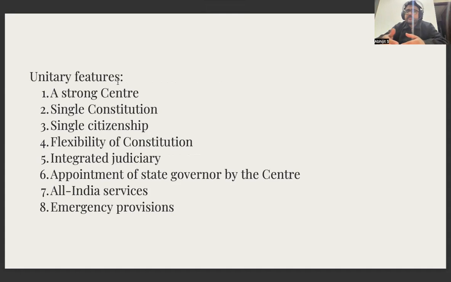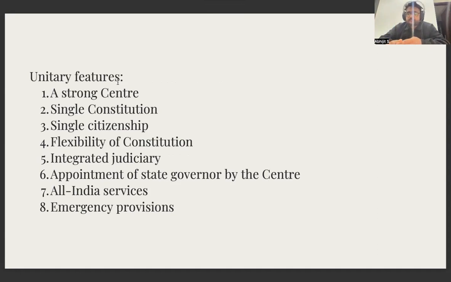Now, what are the unitary features? The unitary features include a strong center, single citizenship. You don't have multiple citizenship for each state. You have a single citizenship for the entire country. Single constitution, again, no multiple constitutions for different states, a single constitution.